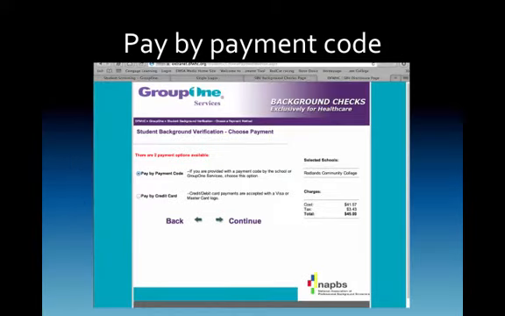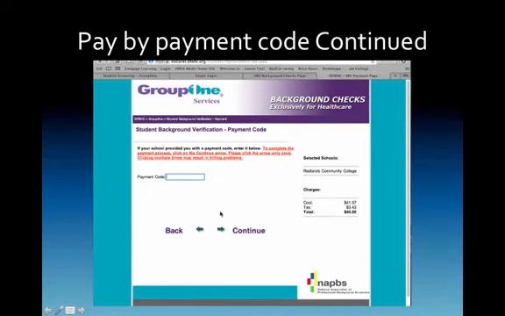This is the pay by payment code. In this section, you would click on this option and then hit continue, and that will take you to a payment code screen. Please type the code that you've been given into this dialog box, and then after that hit continue. There will be a few more things that you have to do after that. Keep hitting continue until the process is done.